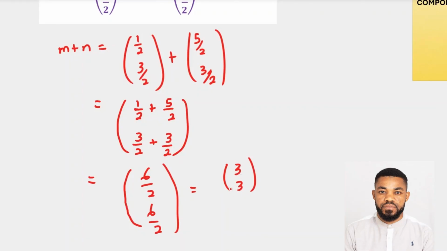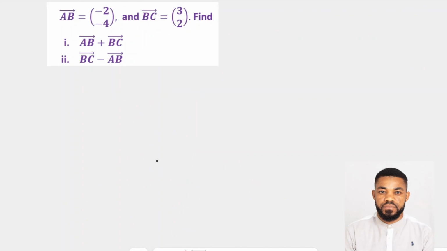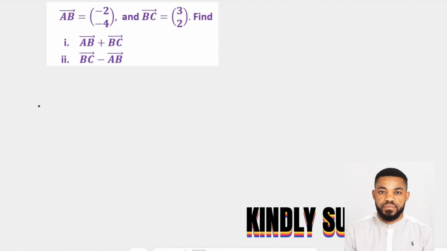Let's take our last question. So let's take our last example. And this is what we have. We have the vector AB with components -2, -4, and vector BC with components 3, 2. We have to find the vector AB plus the vector BC and the vector BC minus the vector AB. So that is another way of writing vectors. It's not always going to be the small letters or the position vectors. It can be something like this. You can use block letters to write vectors. Take note of that. So let's start with the first one.